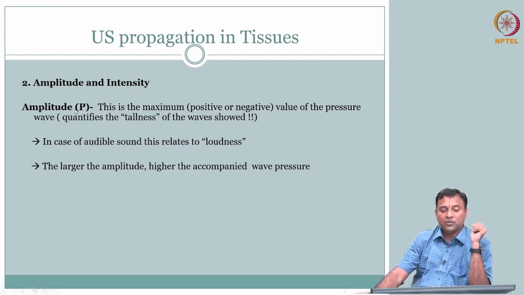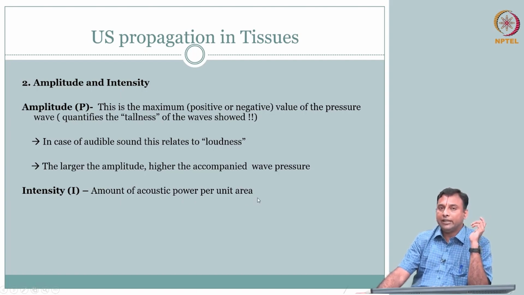Okay, so amplitude. What is the intensity then? Intensity has to do with some square term per area. Intensity is the amount of acoustic power per unit area. So you had amplitude, and intensity is your power per unit area. What is your power? I have my intensity as power by area. What is my power?